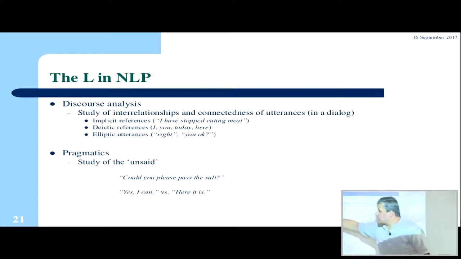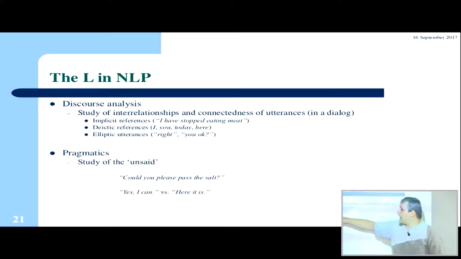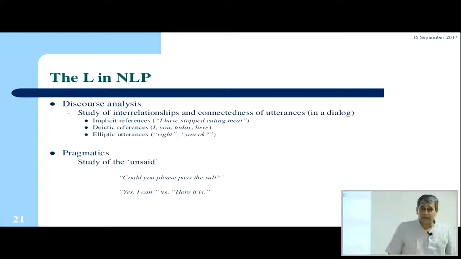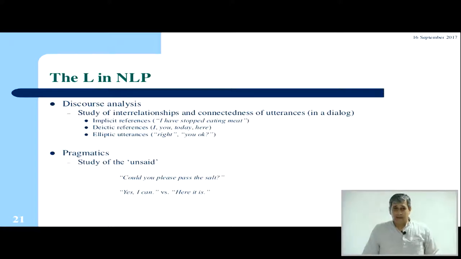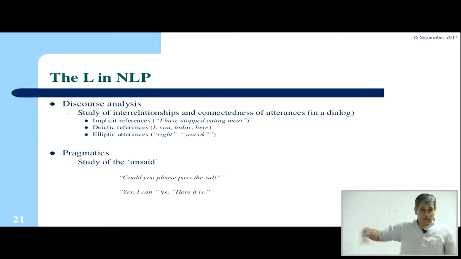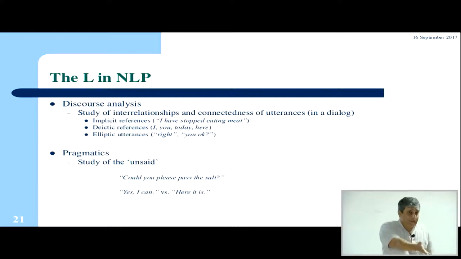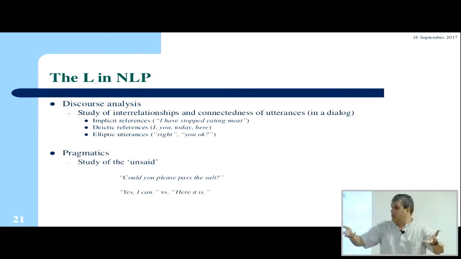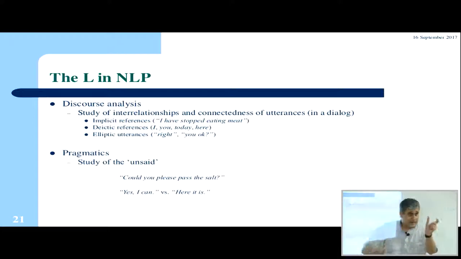Then there are deictic references, that is pointing, pointers like I, you, today, here. Who's I? I am hungry, who's I? It's anybody who says that sentence. It's not me in particular or you in particular, right? It's anybody who says that sentence is I. So, that I, object of I keeps on changing. You, again, today, what is today? The day when you are speaking is today. It can be today, tomorrow, day after, next year, it will still be today. So, capturing that today is hard. Here, what is here? Over here, there.